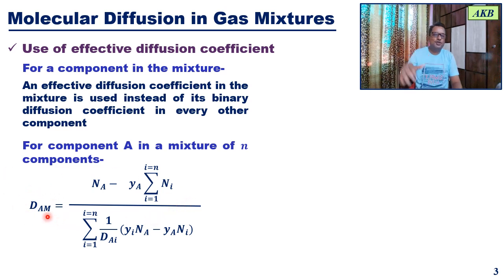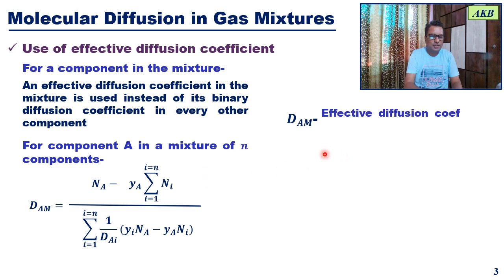Likewise, you will have an effective diffusion coefficient for every other component. So for A, it is given as DAM equals NA minus YA times the summation of Ni, where i goes from 1 to n. This is the sum of the molar fluxes of all the components, divided by the summation, as i goes from 1 to n, of 1 upon DAi times the bracket (yi NA minus YA Ni). This is the equation for the effective diffusion coefficient of A in the mixture.